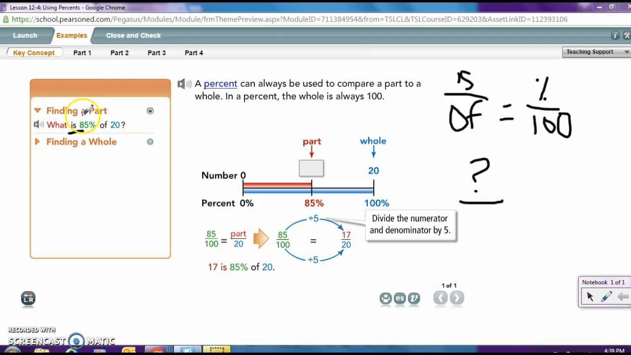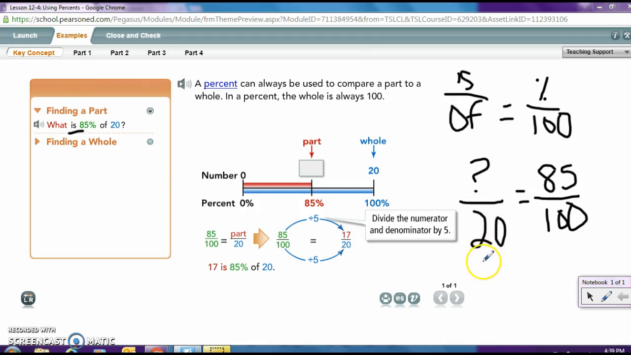It says what is 85%? Well, 85% has the percent sign, so that's going to go on top up here. So I'm just going to put an equal sign. My 85, because it has 85%. Percents are always written over 100. And then it says what is 85% of 20? So that means my of is going to be 20.